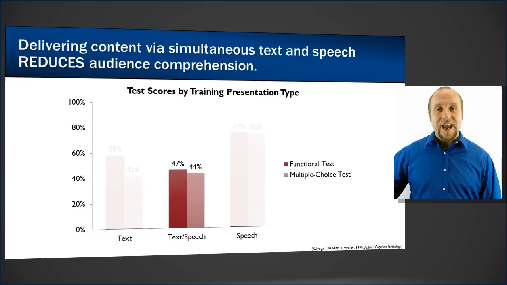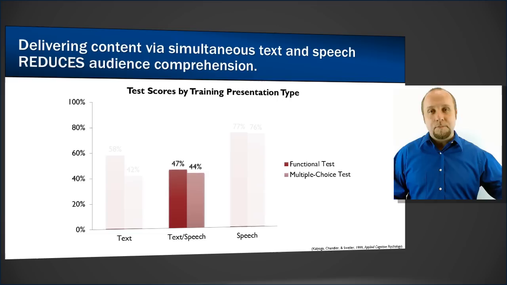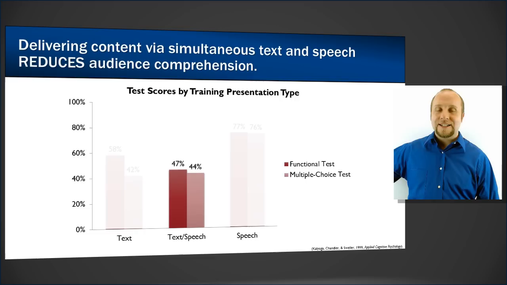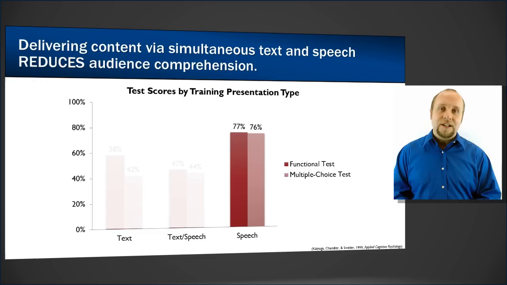It simply was overwhelming the language processing part of the brain to have both the information presented as written text and as spoken language. And unfortunately, most of our PowerPoint presentations are right in this part of the graph, simultaneous text and speech. In reality, this research suggests that where we really want to be is to have most of our presentation delivered orally through spoken speech.